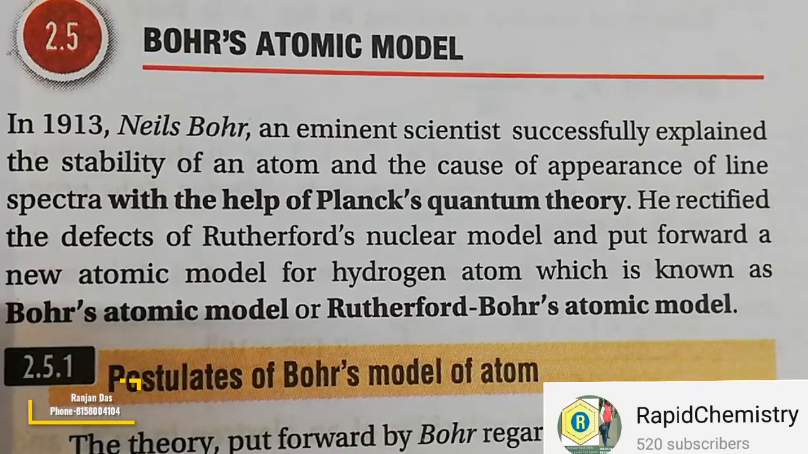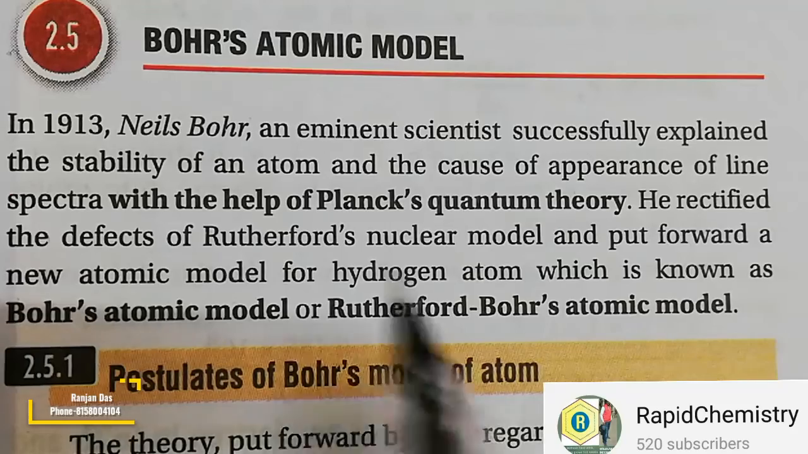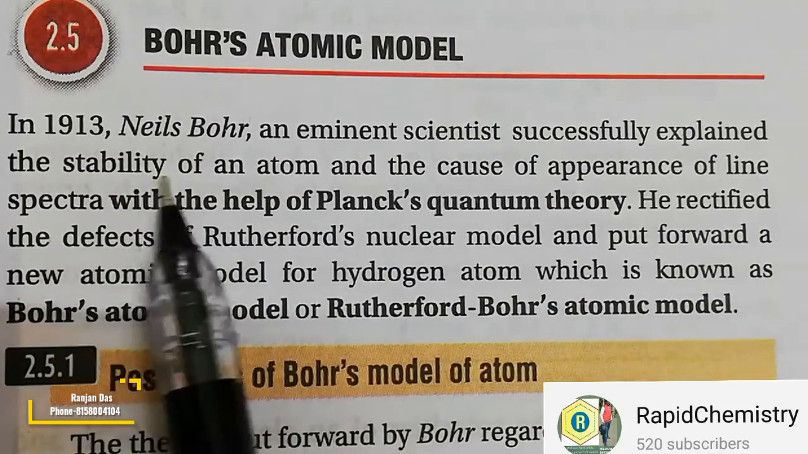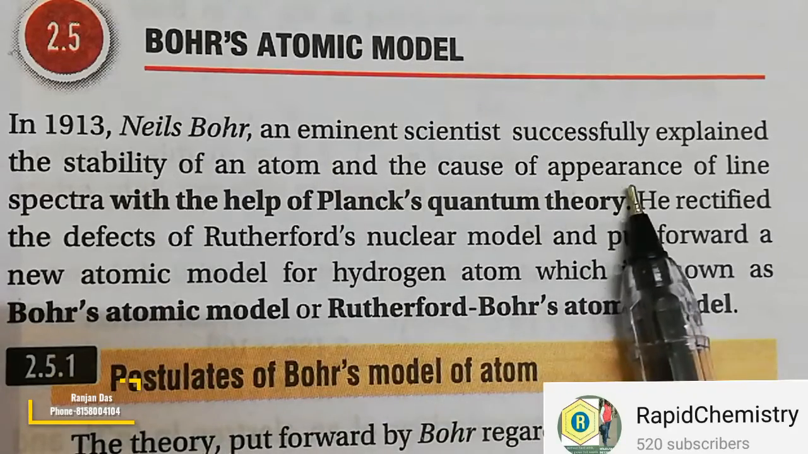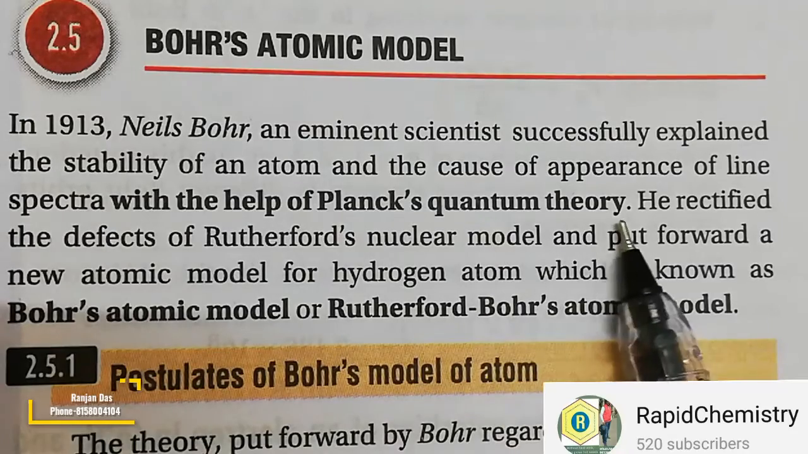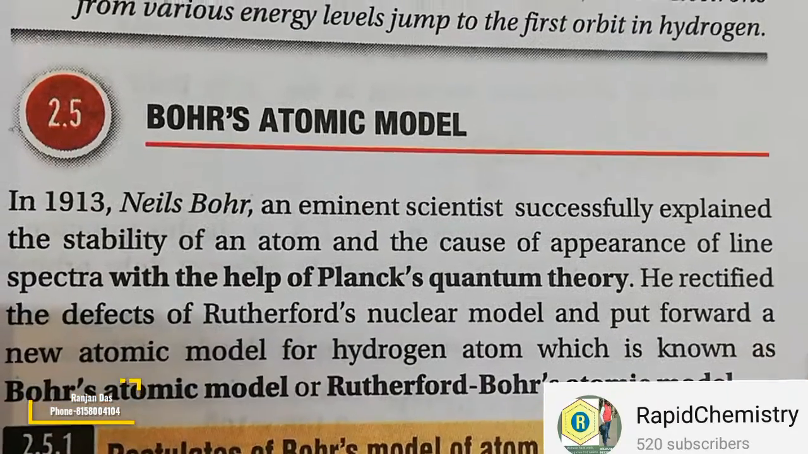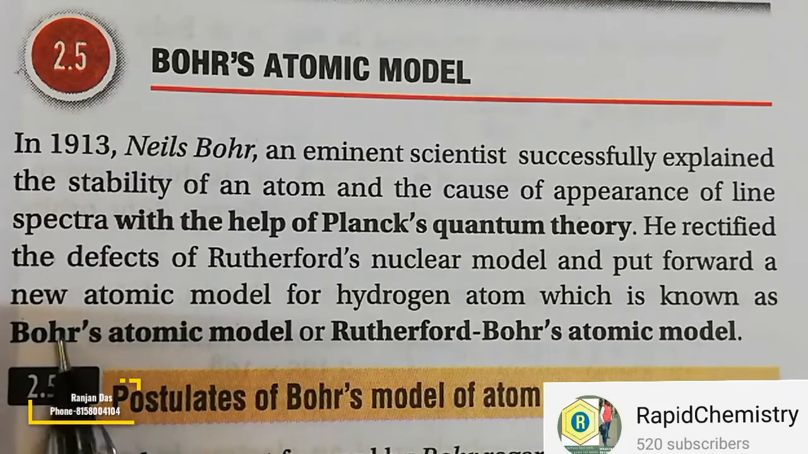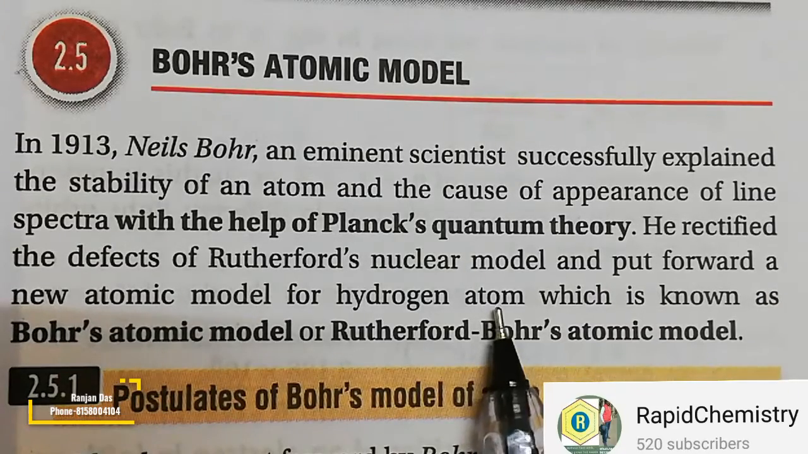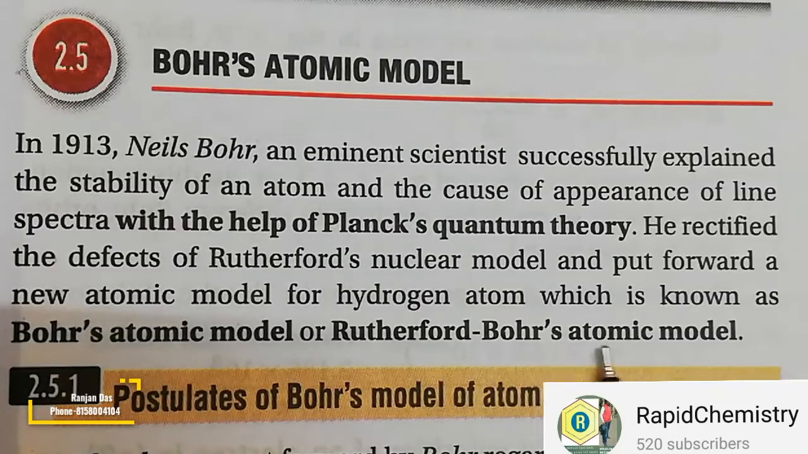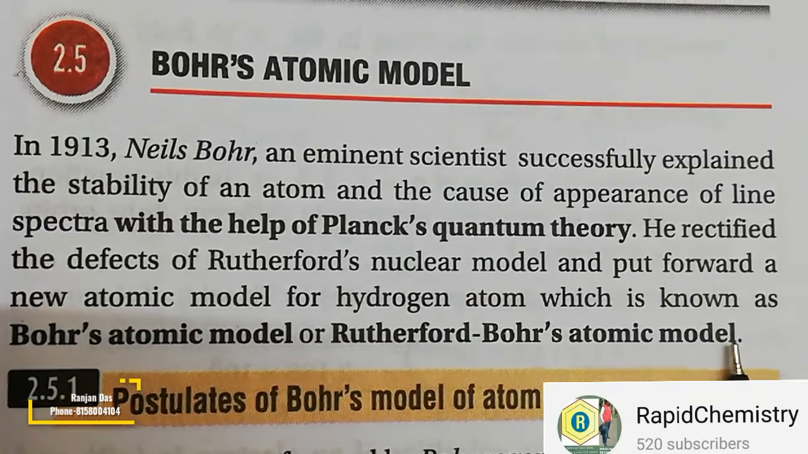Okay, let's start. In 1913, Niels Bohr, an eminent scientist, successfully explained the stability of an atom and the cause of appearance of line spectra with the help of Planck's quantum theory. He rectified the defects of Rutherford's nuclear model and put forward a new atomic model for the hydrogen atom, which is known as Bohr's atomic model or Rutherford-Bohr atomic model.